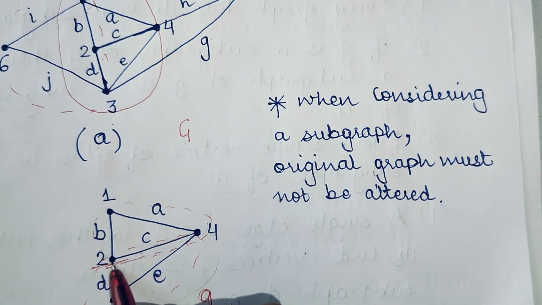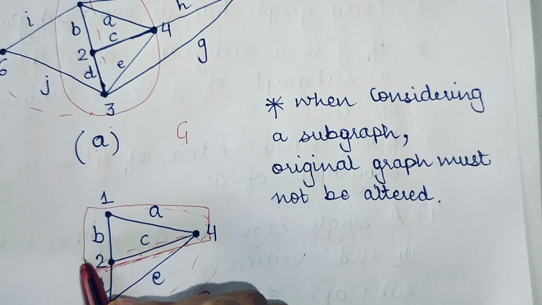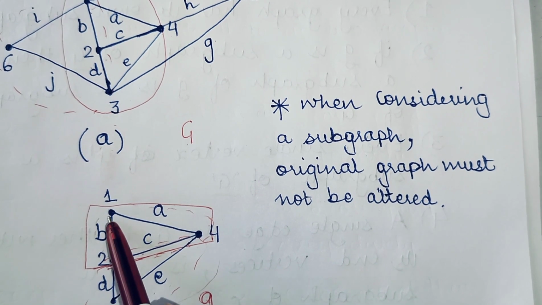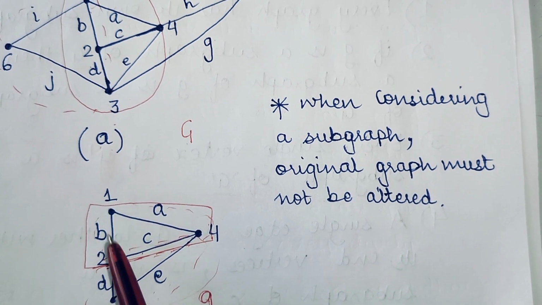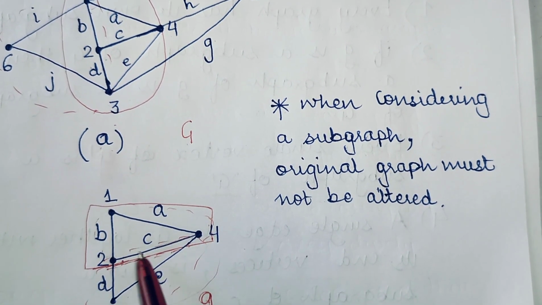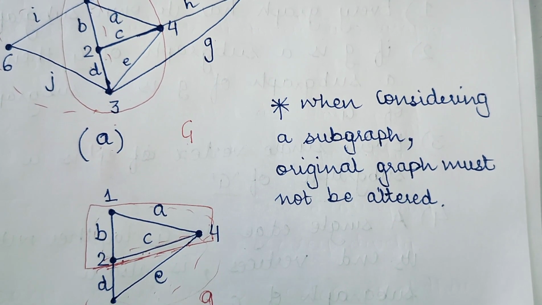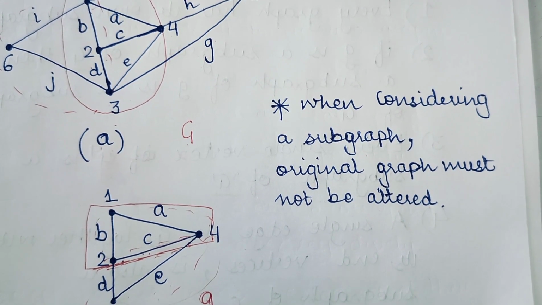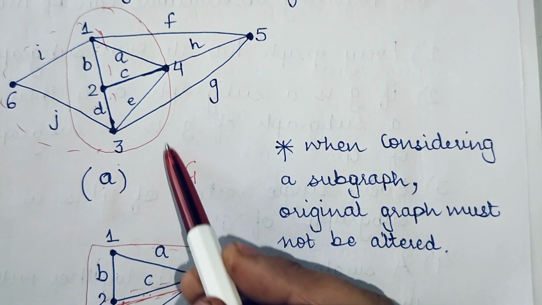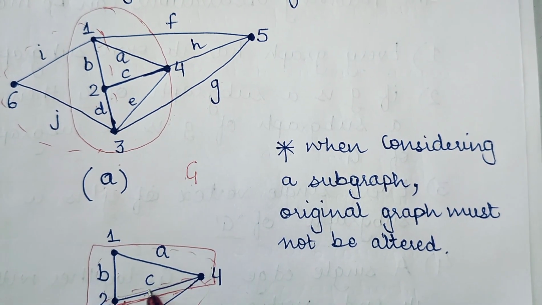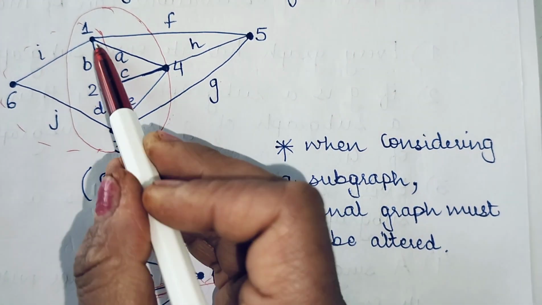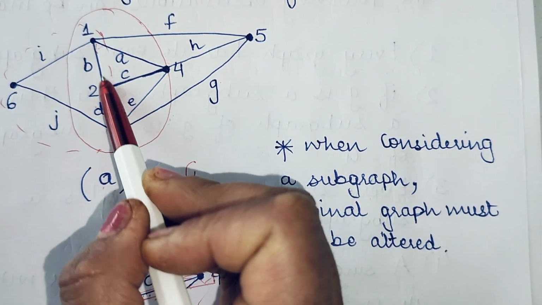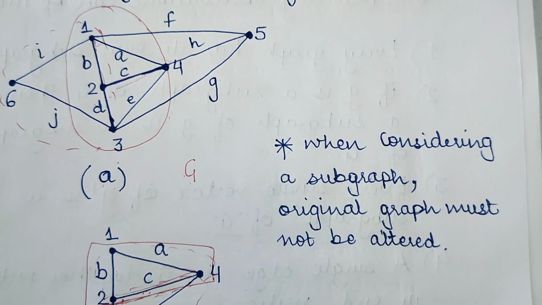Now, if I consider this particular portion, with vertices 1, 2 and 4 and edges A, B and C, and this is a subgraph of small g, then it is quite obvious that it is a subgraph of this capital G also, because this particular subgraph is contained in this graph also.